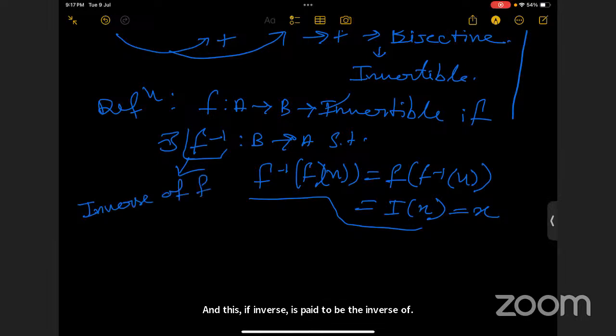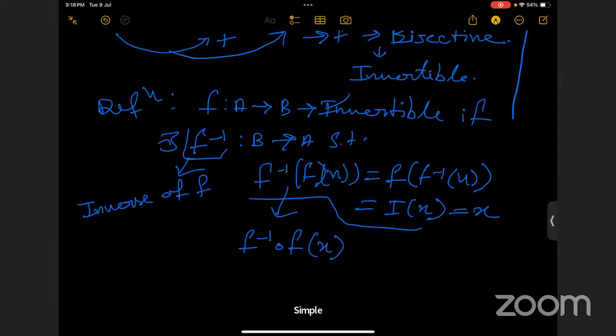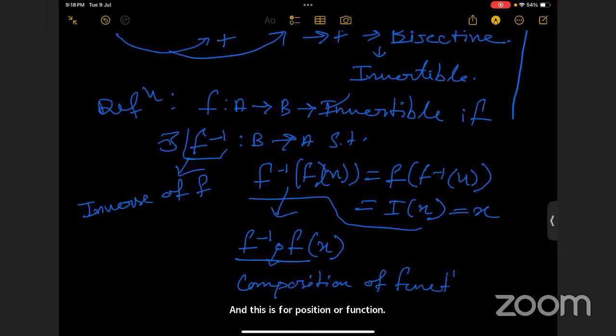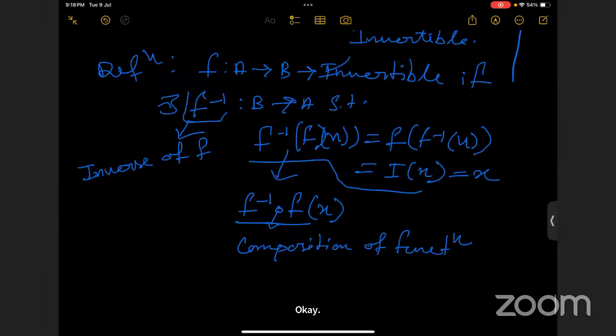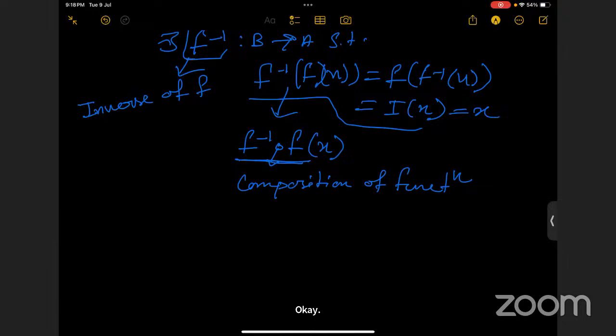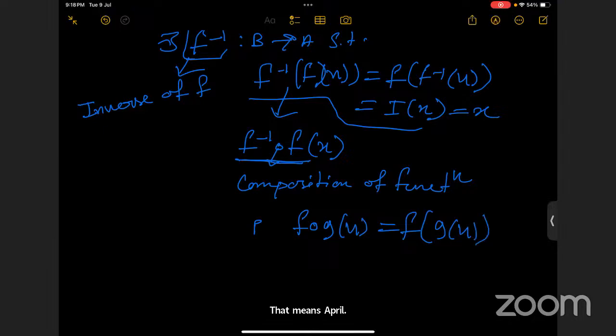And this is simply a simple notation. We can denote it as this. And this is called composition of function. If we find F compose G of x, that means F of G of x. This is composition of function.